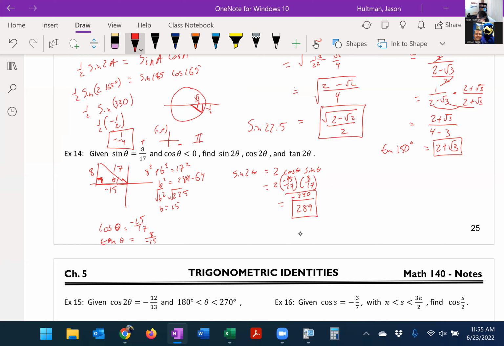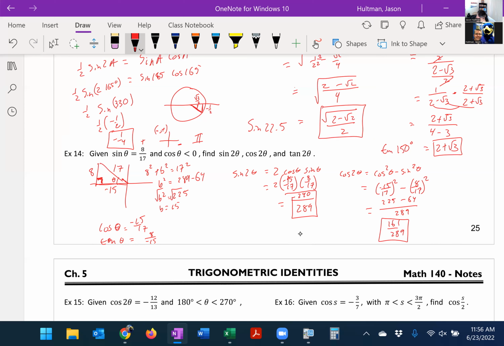What's the cosine of 2 theta? Well, that's the cosine squared theta minus sine squared theta. So that equals negative 15 over 17 squared minus 8 over 17 squared. So this is going to be 225 minus 64 all over a common denominator 289. And so this becomes 161 over 289.